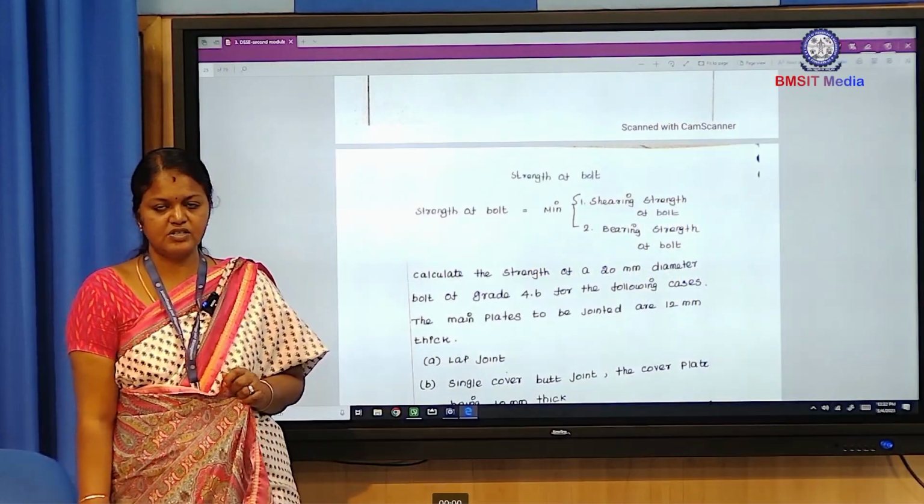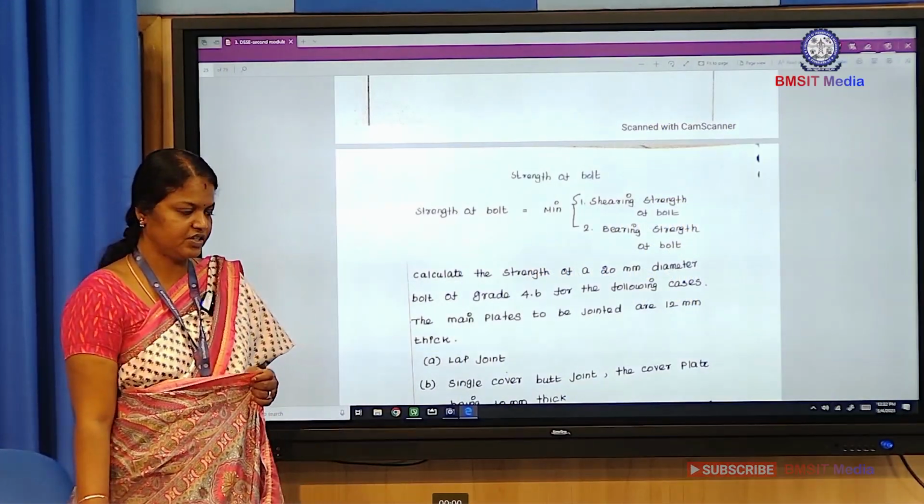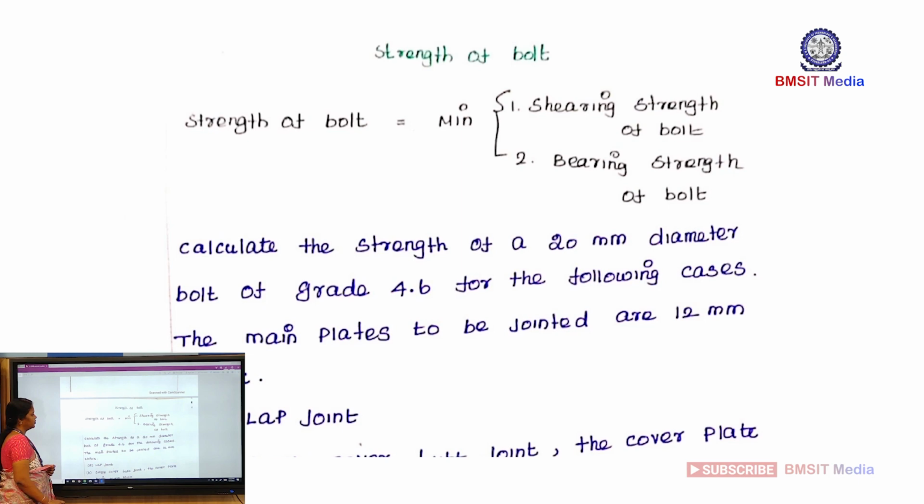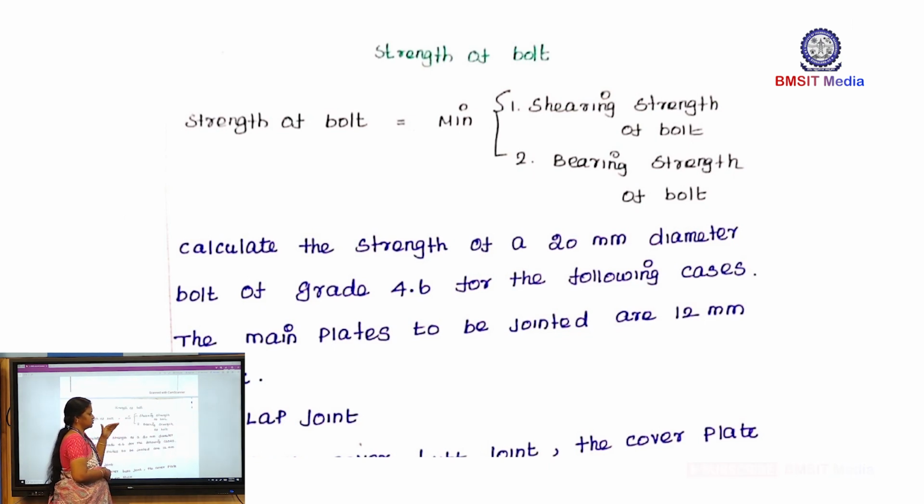We are going to see about some of the numericals in bolted connection. First we will find out how to find the strength of the bolt. The strength of the bolt is equal to the minimum value among the shearing strength of the bolt and the bearing strength of the bolt. So first we have to find the shearing strength of the bolt, after that the bearing strength of the bolt, and finally the strength of the bolt will be equal to the minimum of these two.